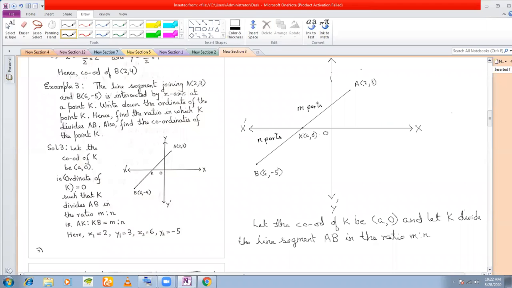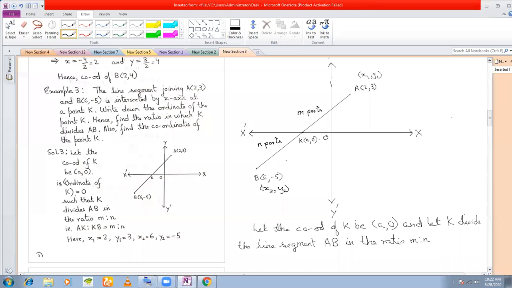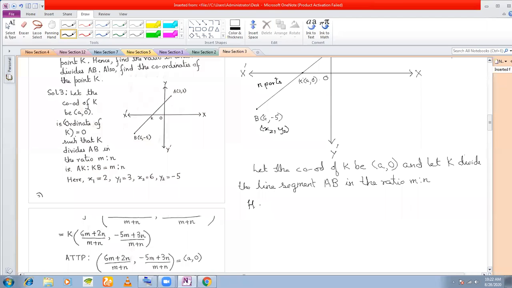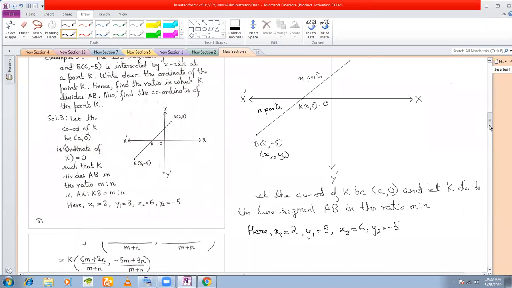So which one will be our x1, y1? This should be our x1, y1, and this should be our x2, y2, right? So what should be the coordinates of K? Assuming this to be x1, y1 and this to be x2, y2, here x1 is 2, y1 is 3, x2 is 6, and y2 is minus 5. Therefore, what should be the coordinates of K?